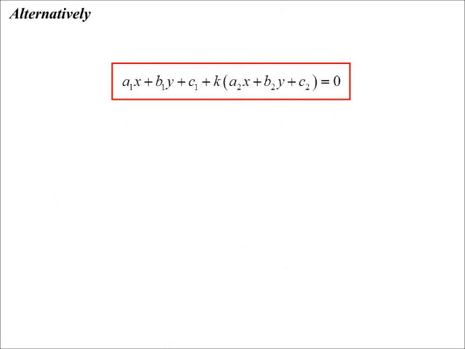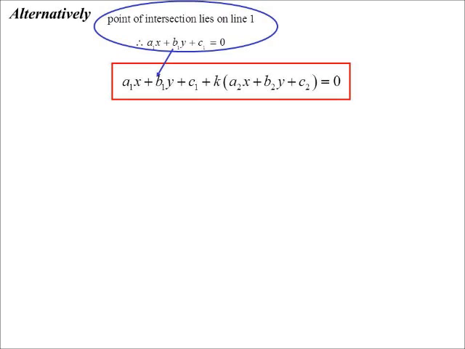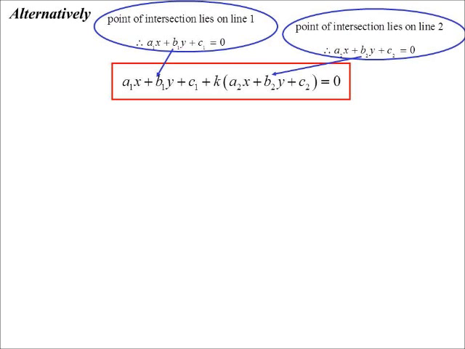Here's the idea. You'll notice I've got two lines there in general form. One of them I'll multiply by k, because here's the idea. We know the point of intersection must lie on the first line. So therefore, when I substitute it into the first line, I get 0. But it also lies on the second line. So when I substitute it into the second line, I'll get 0.